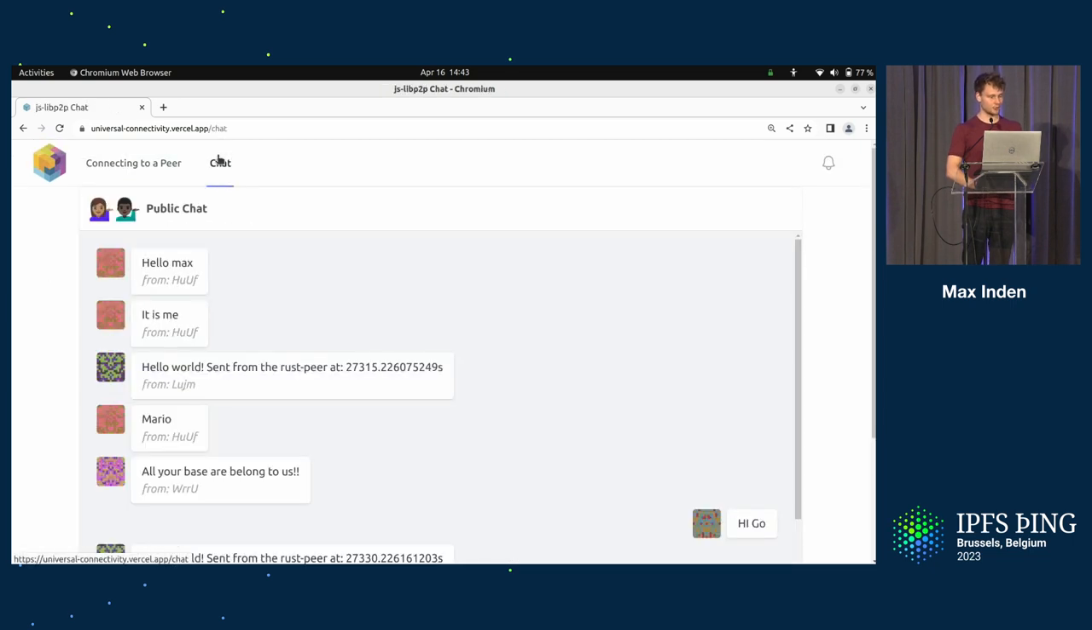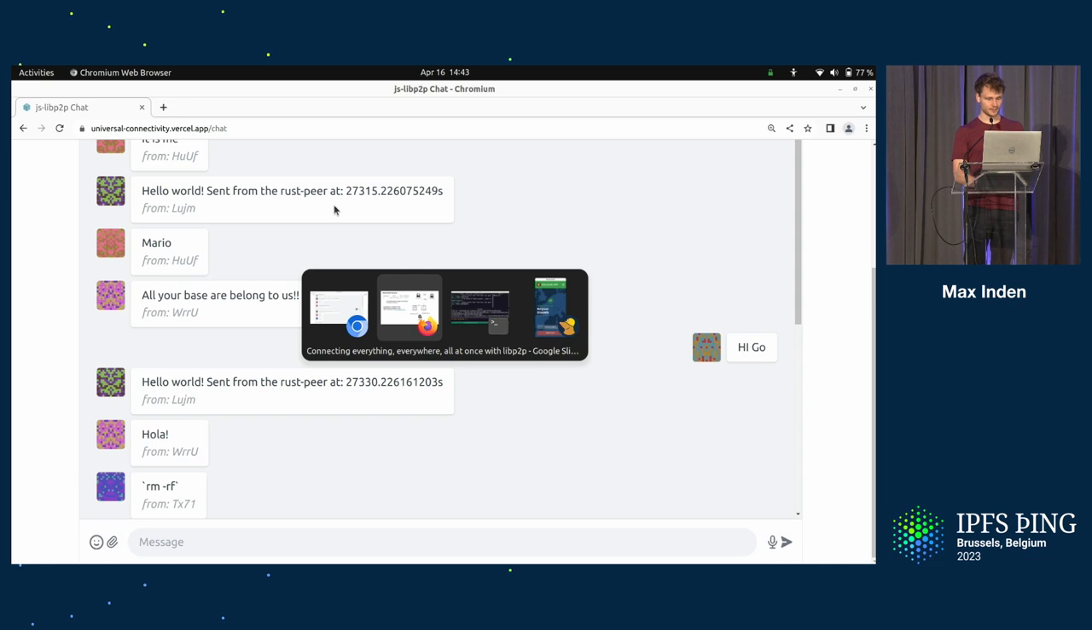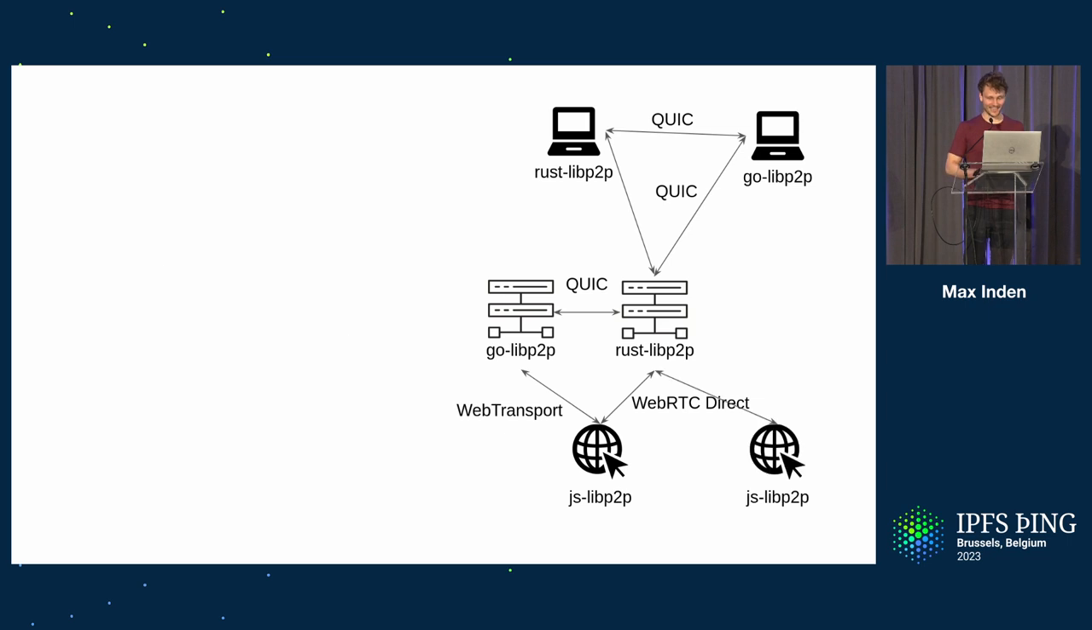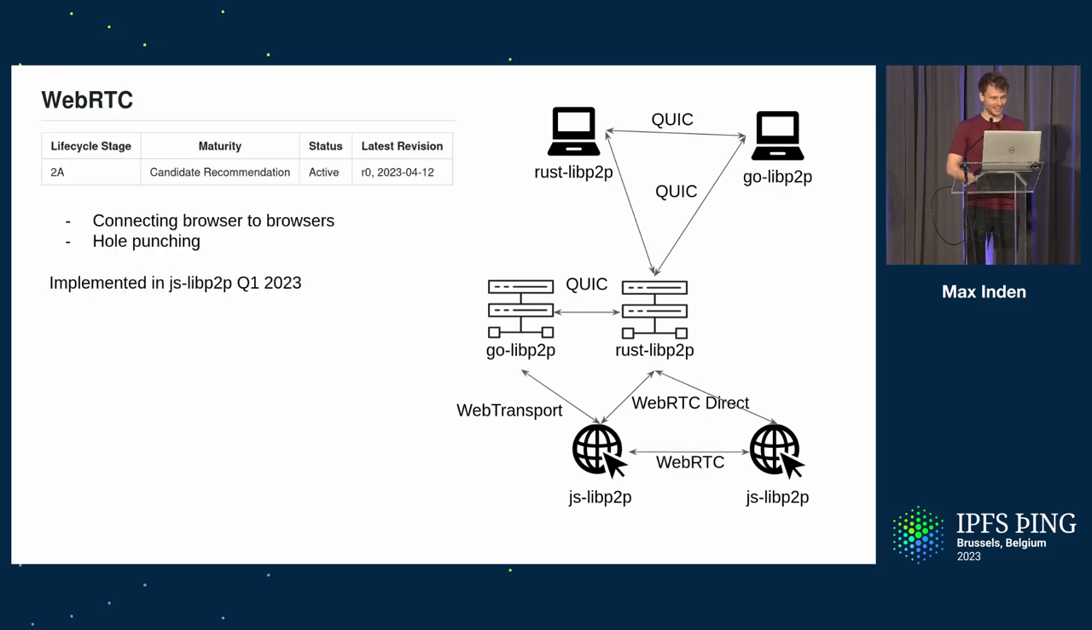Okay, cool. What are we going to do next? Now let's add even more complexity to this, and let's add yet another JS node to it. And this is again running in the browser. And now you are again missing a link between JS libp2p and JS libp2p. Wouldn't it be cool if the two browsers could actually connect to each other? All right, so for that, we have the libp2p WebRTC protocol, again building on the browser's WebRTC stack. And this allows us to connect the two browsers with each other, and in the ideal case, even hole punch between them.